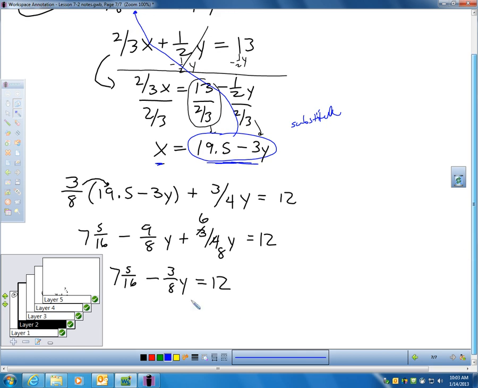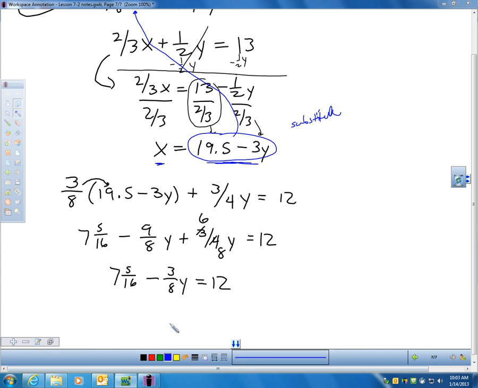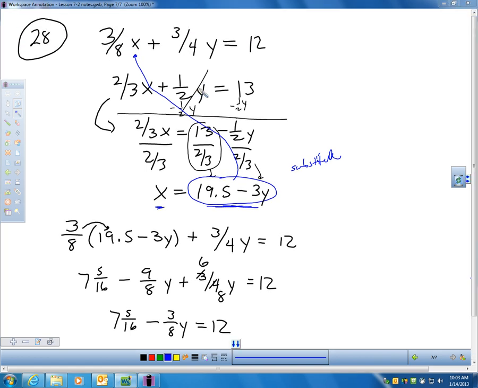And then from there, I'm not going to finish this one up. I'll let you finish it. You now need to solve for y, find out the value of y. You can do that by taking away 7 and 5/16 from each side. Solve for y. Once you've solved for y, take y, plug it into one of these original equations to find x, and finish it up.